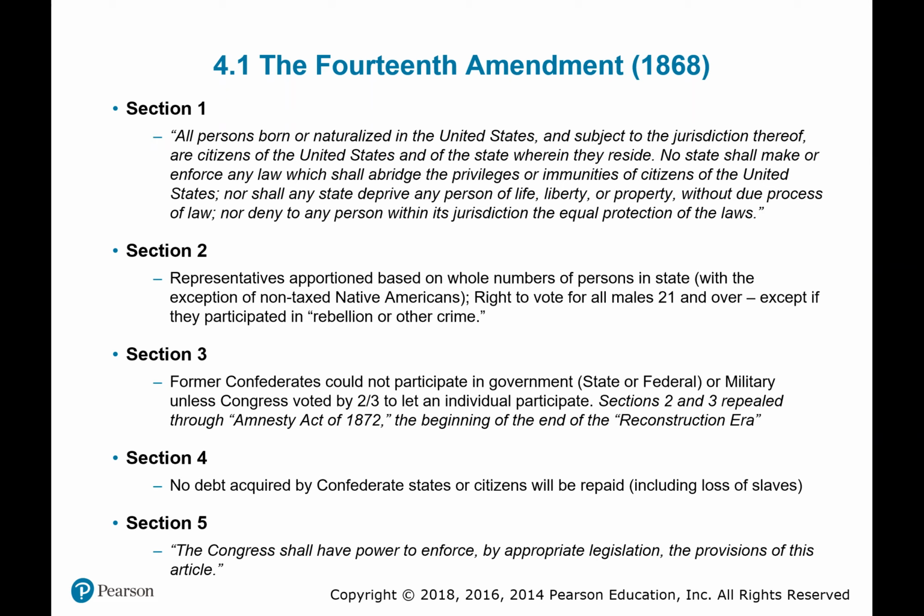Section 4, no debt acquired by Confederate states or citizens will be repaid, meaning the southern states couldn't sue the federal government saying you destroyed our town or you took our property. That would not be repaid. And Section 5, the Congress shall have power to enforce by appropriate legislation the provisions of this article. So the federal government can enforce the Section 1 principles.